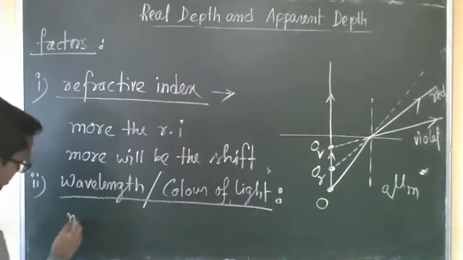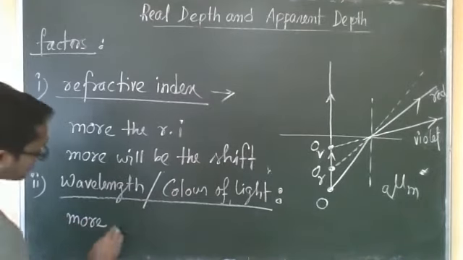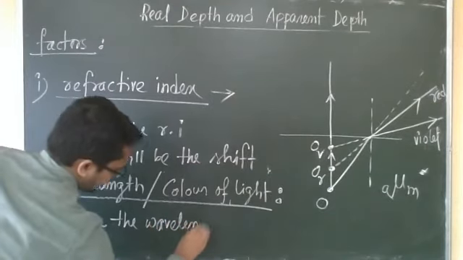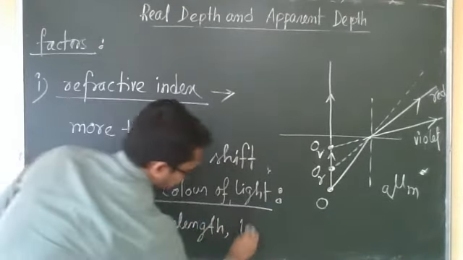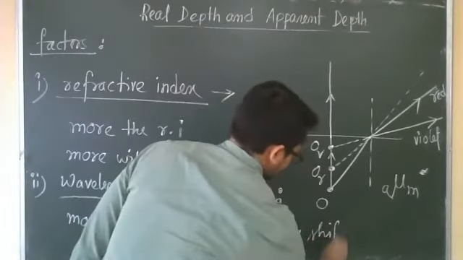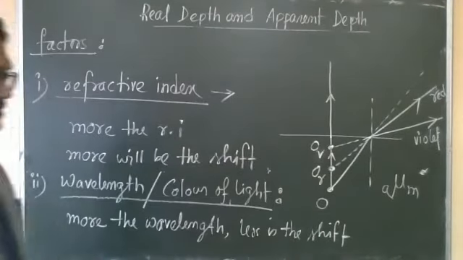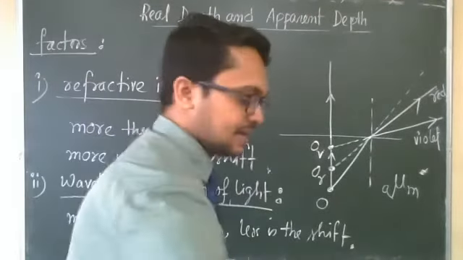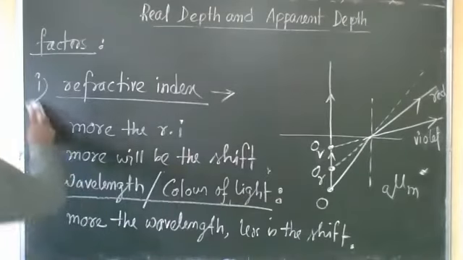So here also, more the wavelength, less is the shift. Okay, less is the shift. Just note down this point or mark from your book. Okay, then I am writing the VIBGYOR point.